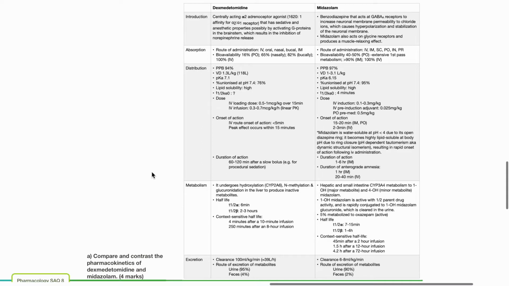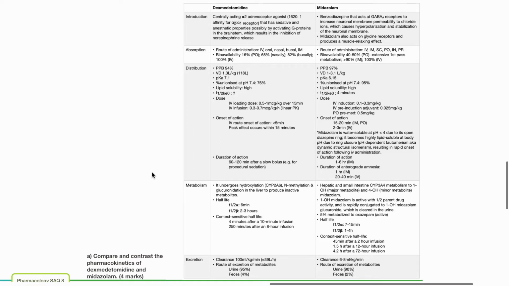IV induction dose is 0.1 to 0.3 mg per kg. The dose for IV midazolam for pre-induction adjuvant is 0.025 mg per kg. The dose for oral midazolam as pre-medication is 0.5 mg per kg. Onset of action via IV route is 2 to 3 minutes. Via IM or oral route is 15 to 20 minutes.